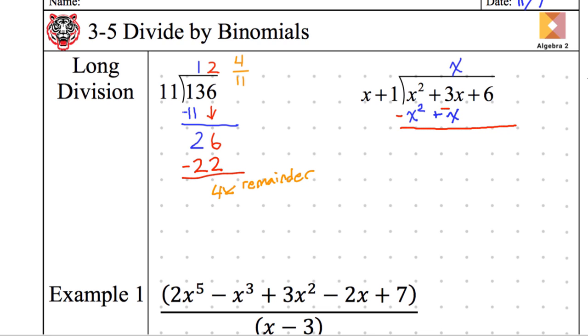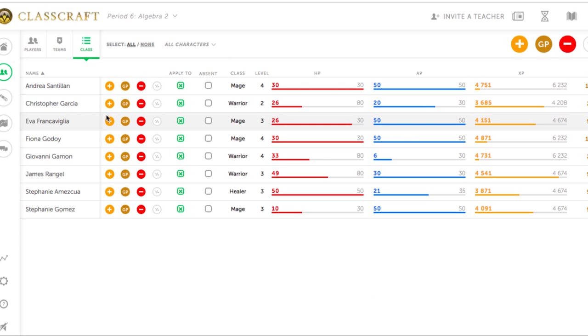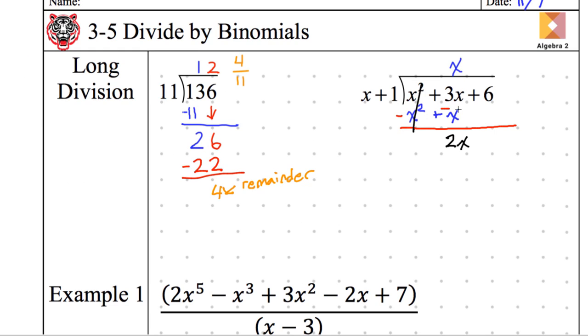Let's go ahead and see what happens when we subtract. When I subtract x squared from x squared, with a quiet raised hand, what happens, Eva? Those cancel each other out. What about this one? 3x minus 1x is? 2x. Nice, thank you. Eva, 50 XP.